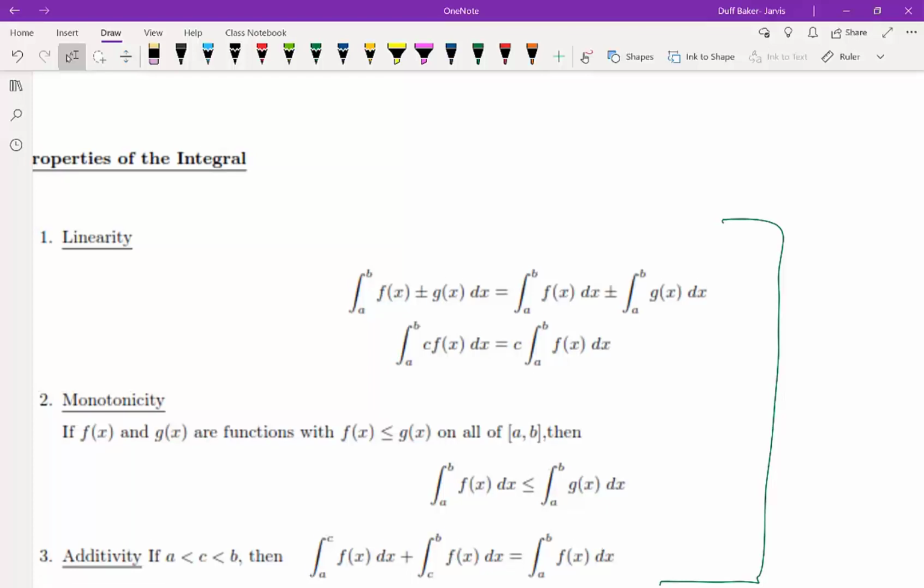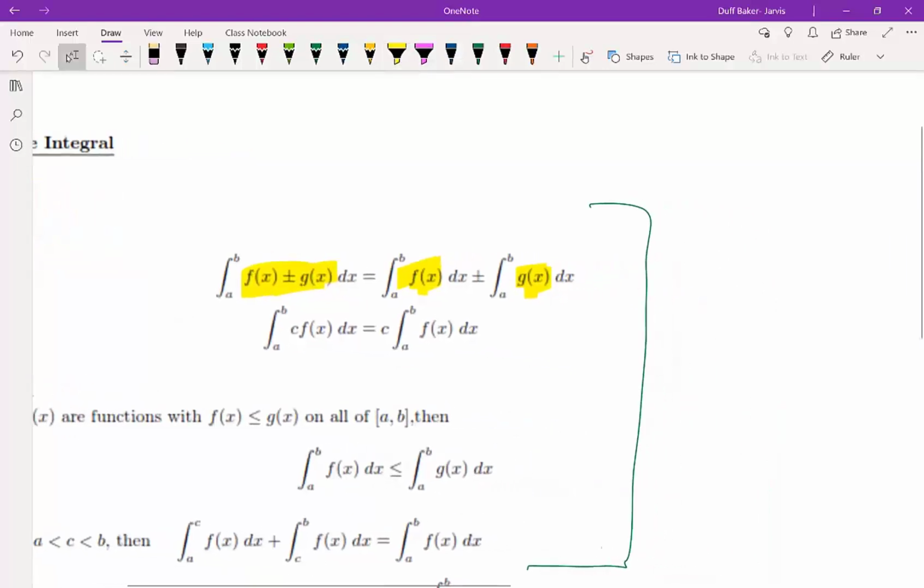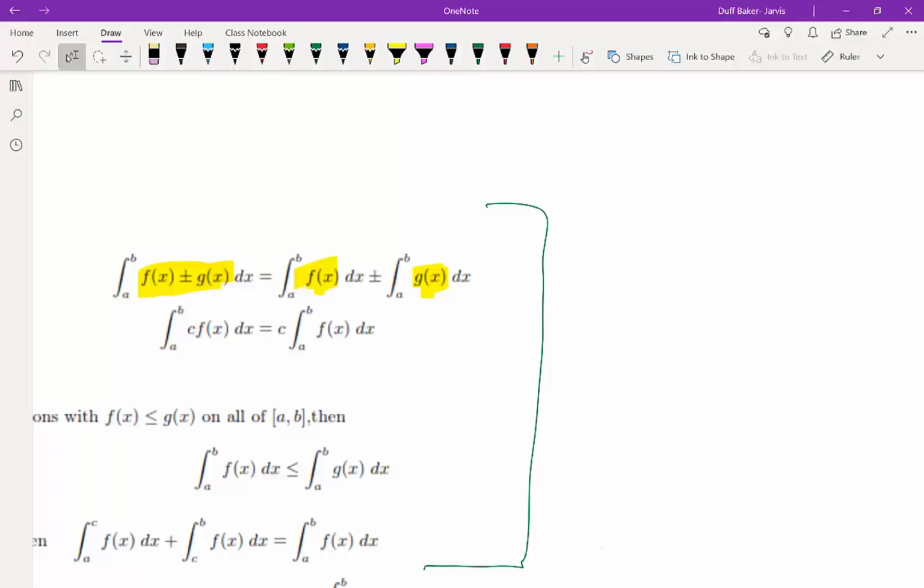And so what do these say? Let's look at number 1 first. It says if I'm trying to calculate the area of 2 functions added, it's the area under the first plus the area under the second, right? And if you think about it, this really makes sense in terms of pictures of area.